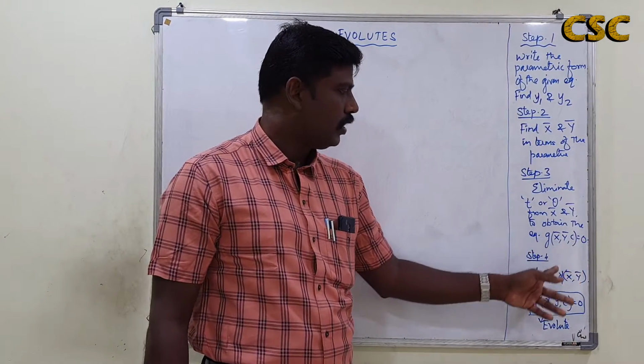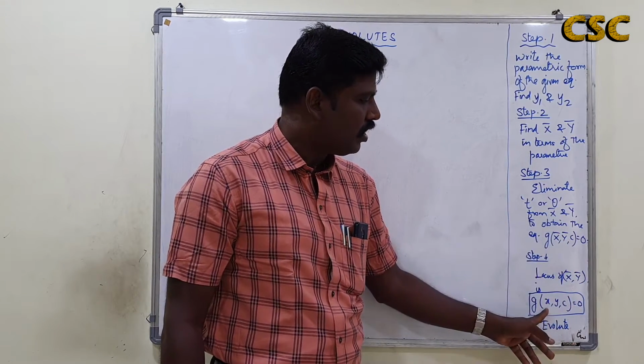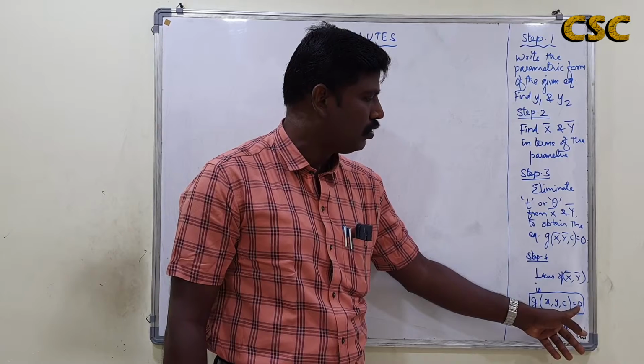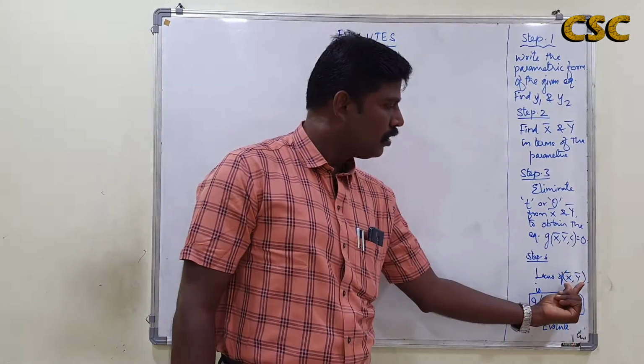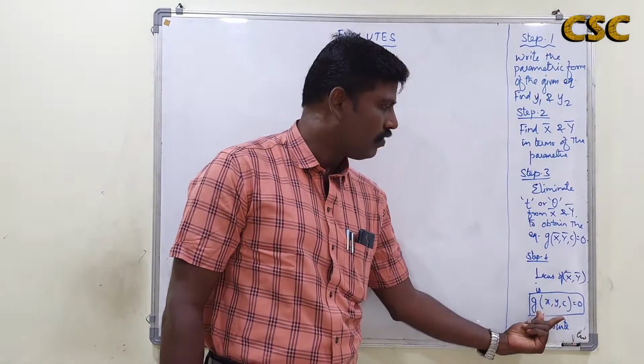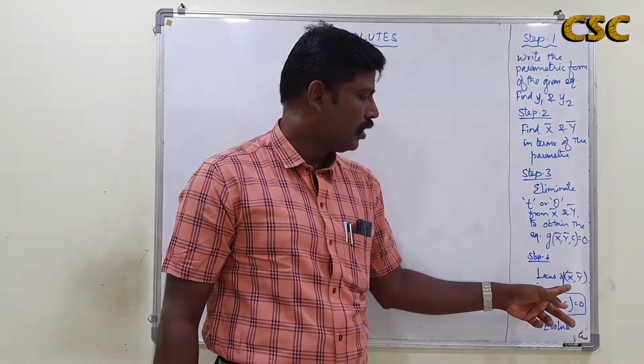After getting it, x bar comma y bar satisfies this equation, g of x comma y comma c equal to 0, isn't it? Substitute this x bar and y bar here, you can get this equation. Therefore x bar y bar satisfying this equation, this x bar y bar is nothing but the center of curvature.